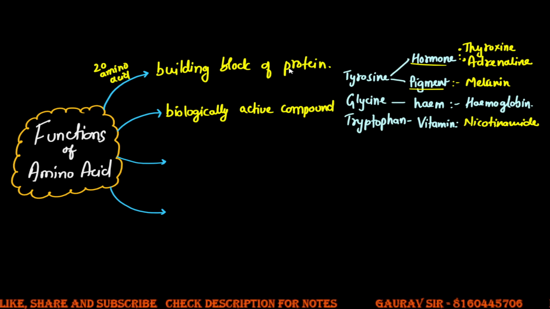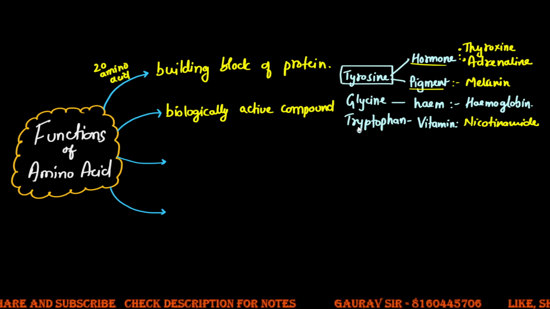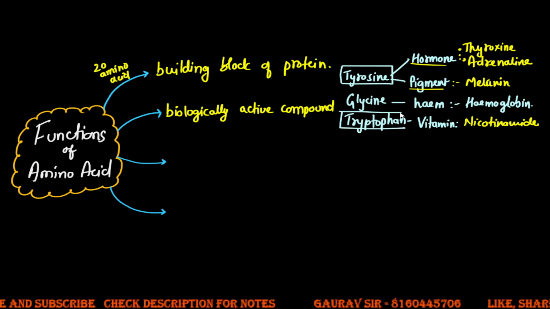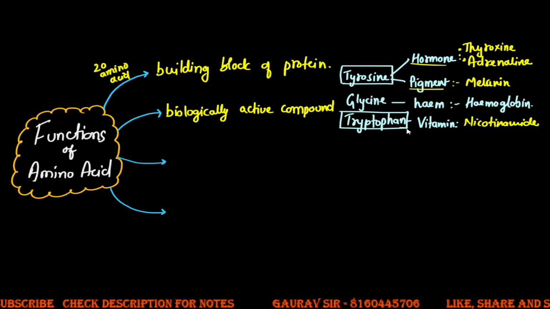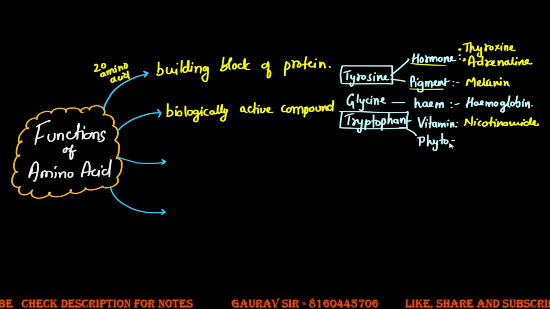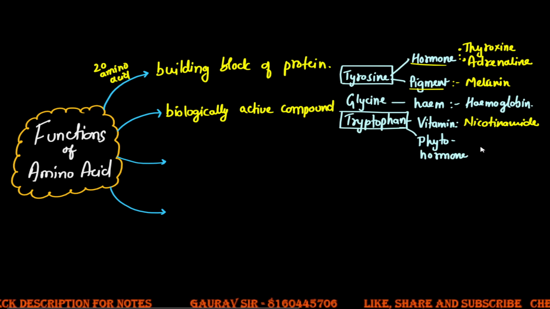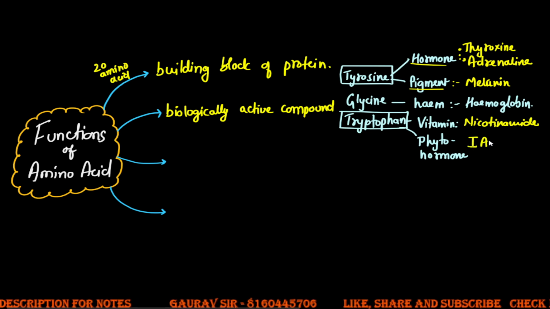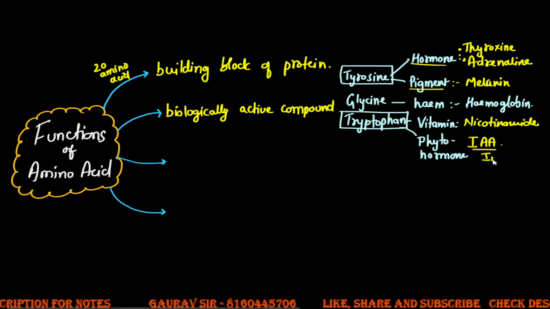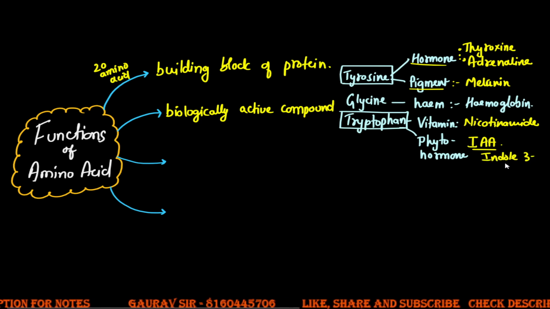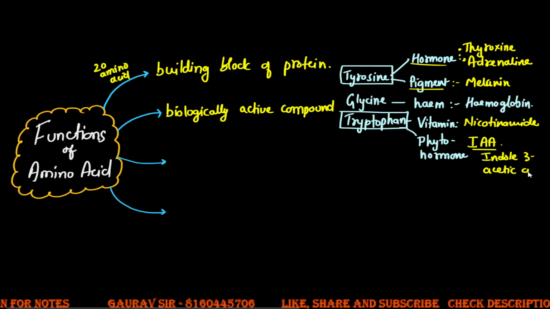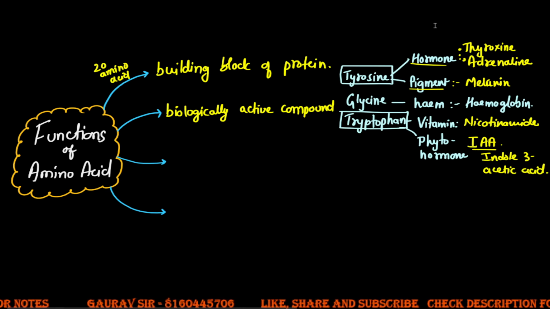Likewise, it can also form a hormone. One of the amino acids that forms hormone is tyrosine. The other amino acid that can form hormone is tryptophan. But the difference between the two is that tyrosine forms the hormone for the animals and tryptophan forms the hormone for the plants, so it forms phytohormones. The phytohormone produced by tryptophan is IAA. IAA stands for indole acetic acid, in fact indole 3 acetic acid.